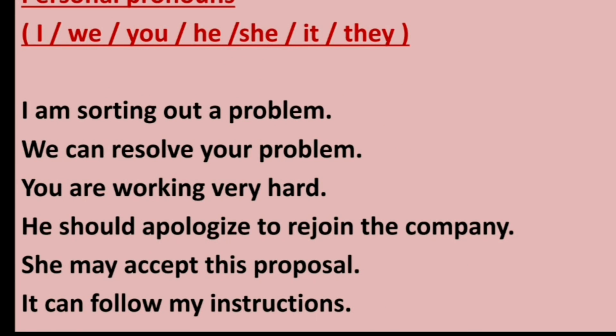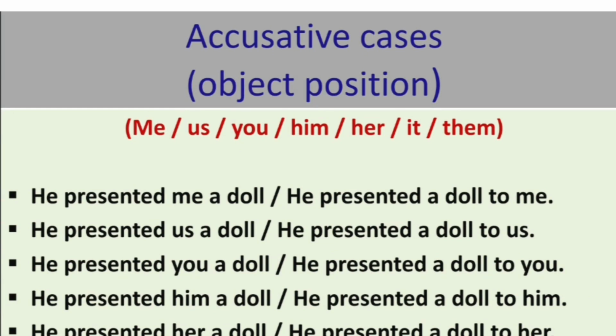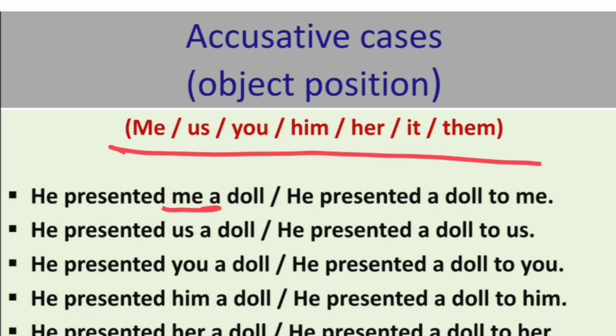I hope you understood nominative cases clearly. Now we will see accusative cases. Accusative cases cannot be used at the beginning of the sentences. So these words cannot be used at the beginning of the sentences. But these can be used in the middle of the sentences. See, this is used in the middle of the sentence and this is at the end of the sentence. So these can be used in the middle or at the end of the sentences.